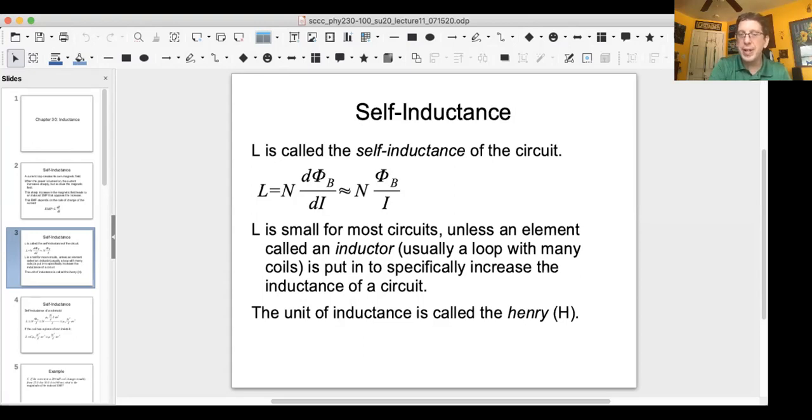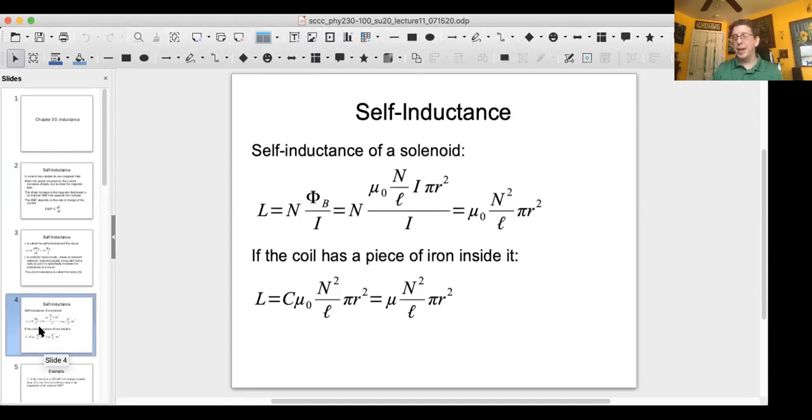So for most circuits, the inductance is small unless you have a coil of wire called an inductor put in to specifically increase the inductance of a circuit. So the key to creating inductance in a circuit is to have a coil of wire with many turns. So capital N is the number of turns in the coil. The most obvious example of an inductor is a solenoid. So again, L is equal to N times the magnetic flux divided by I.